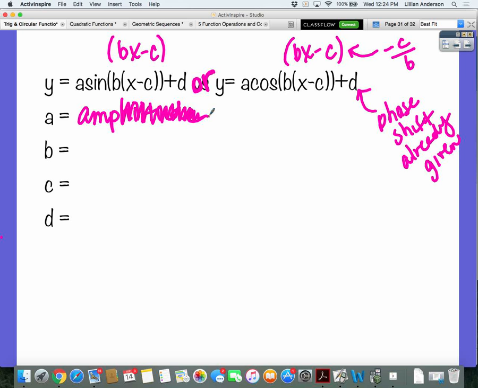What was the B? That was associated with your period. What was the formula to find your period? Because B didn't tell you what your period was, it affected your period. 2 pi over B. 2 pi over B was the formula to find your period. So B didn't tell you what your period was, it was used to help you figure out what your period was. 2 pi over B was for sine and cosine functions.